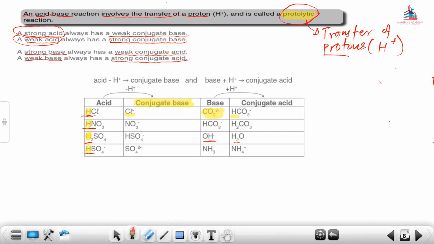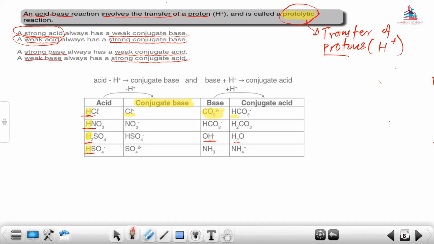CO3 2 minus. What do you think the 2 minus is here? Okay. What happens is, remember, the 2 minus basically represents the number of electrons that will react. So now, if that is the case, if I am gaining one proton, I'm basically saying I am canceling off one other electron. So that is the reason why the charge is also changing.